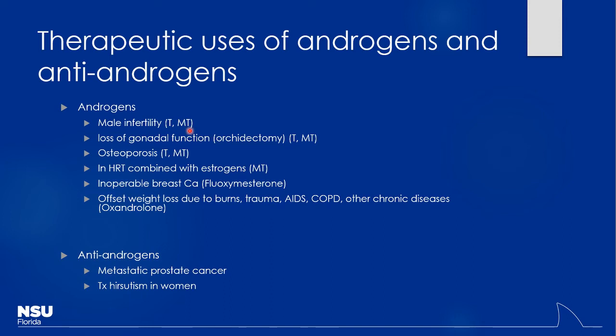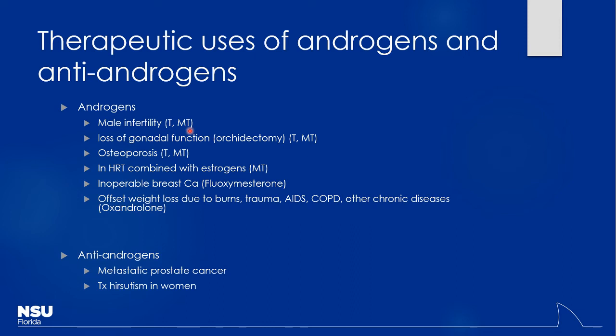So if they had removed due to cancer or something like that, this is where we can just go ahead and replace what they are missing, because again, they'll be producing a ton of LH and FSH, but there's nothing for it to work on essentially. Osteoporosis, because androgens are going to have positive effects on the bone, but also what do they get turned into? Estrogen, and they definitely have positive effects on the bones.